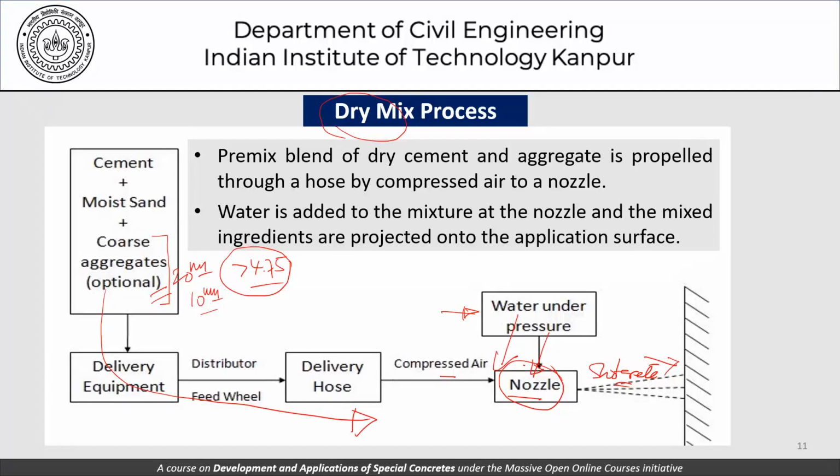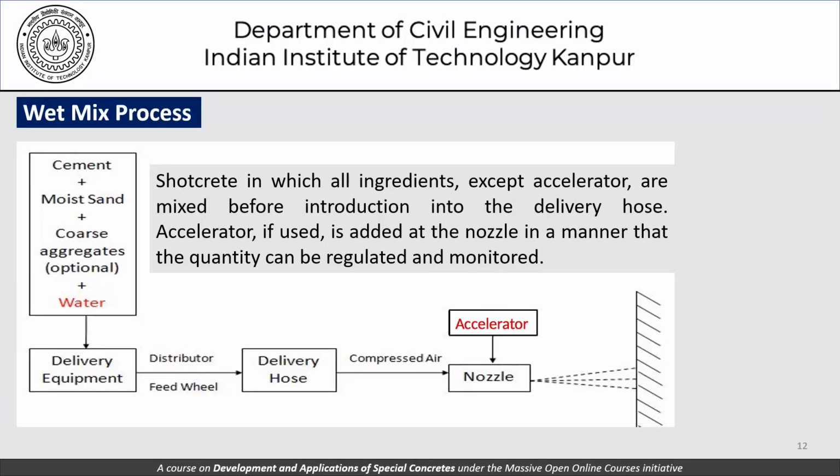this deposition surface. As against this, in the wet mix process, the cement, sand, and coarse aggregate, which is optional, as I said before, and water, all of the concrete ingredients are added to the delivery equipment, and the concrete is shot onto the placing surface straight away. So the difference is that here the entire delivery is for a wet concrete. Wet to the extent that water has been pre-added to the mix, much like any normal concrete.